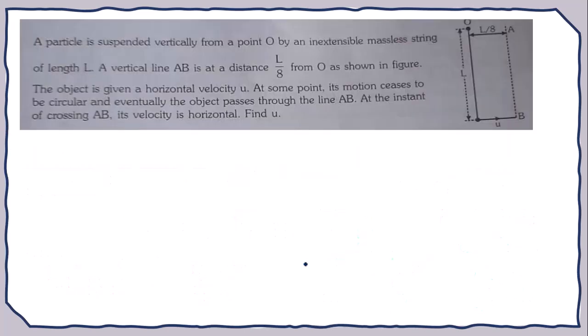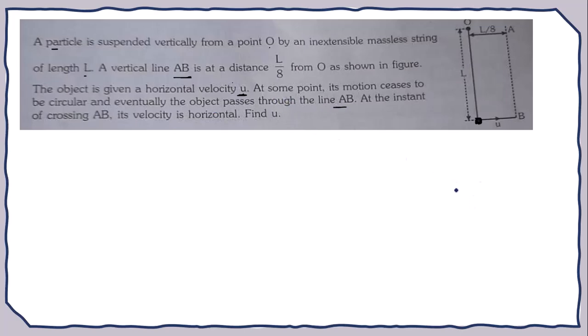Now moving on to the next situation. There is a particle suspended vertically from point O by an inextensible massless string of length A. This is the particle. Now there is a vertical line AB at a distance of A by 2 from the point O, as shown. Now the object is given a horizontal speed U. At some point its motion ceases to be circular and eventually the object passes through the line AB.